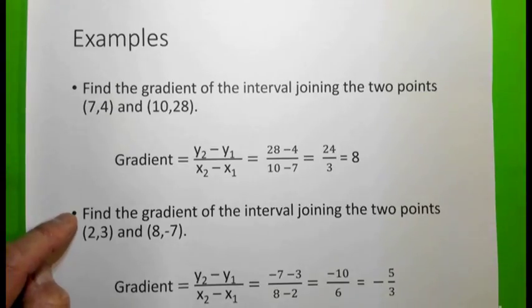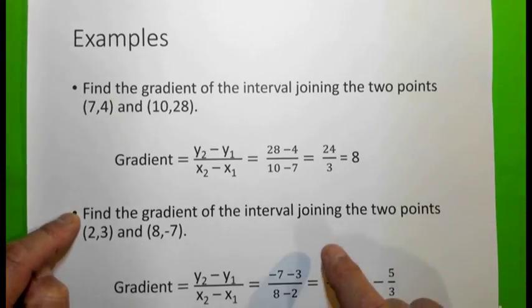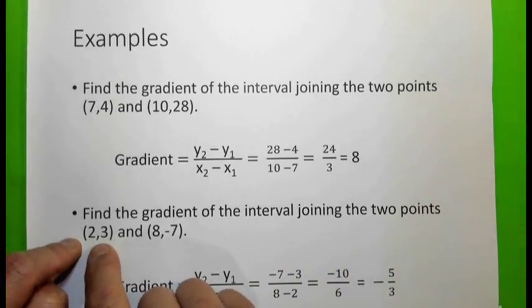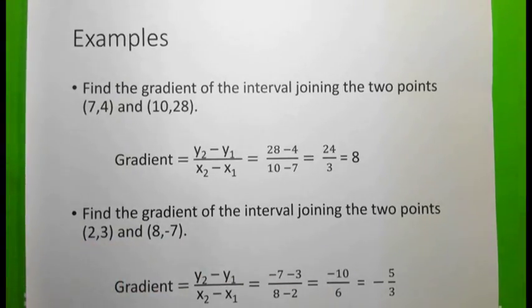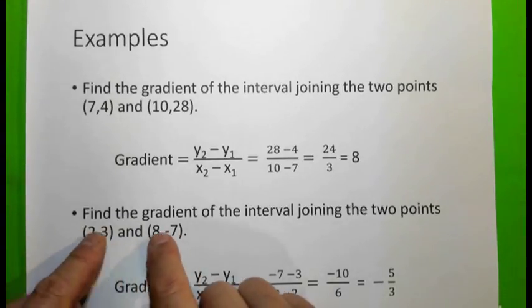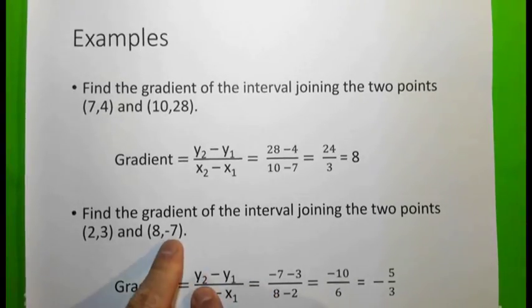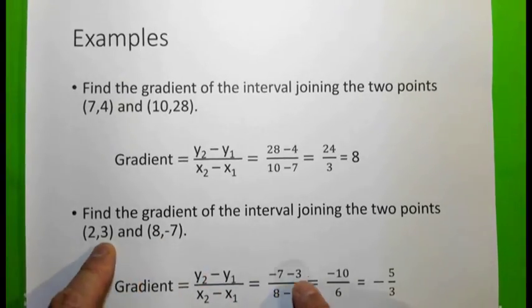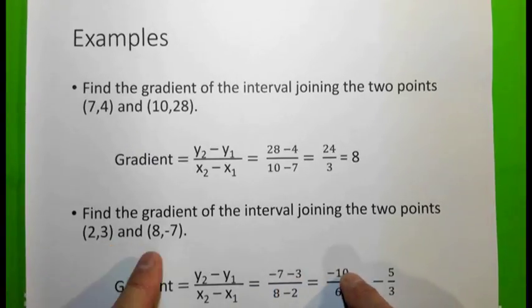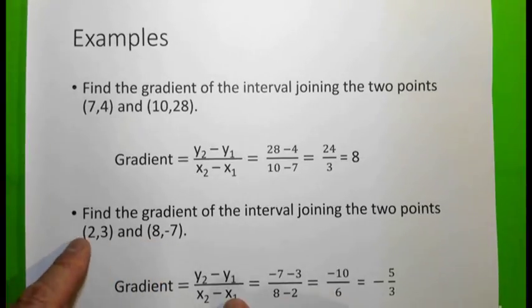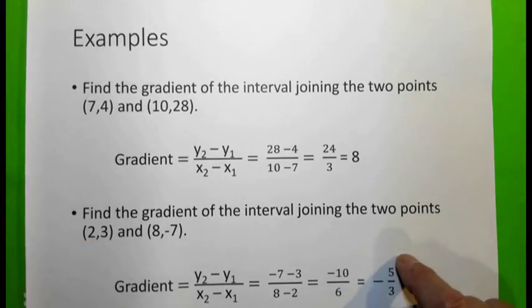Another example. Find the gradient of the interval joining the 2 points (2, 3) and (8, minus 7). Again, substituting those numbers into this equation, y2 is minus 7, y1 is 3. Minus 7 minus 3 gives us minus 10. x2 is 8, x1 is 2. 8 minus 2 gives us 6. So therefore, the gradient is minus 5 over 3.